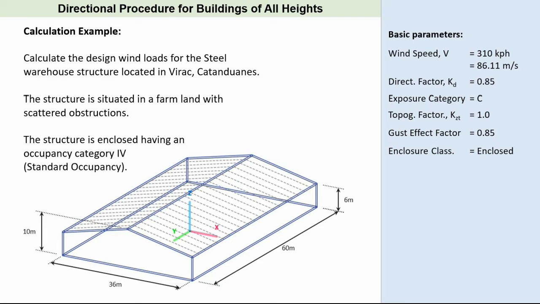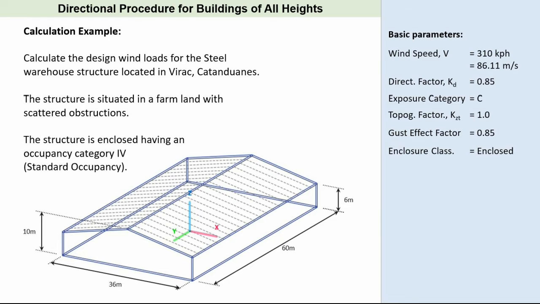We will use the same example as in part 1. We have here a steel warehouse with dimensions as shown. Basic parameters have already been defined. Wind speed is 310 km per hour or 86.11 meters per second.